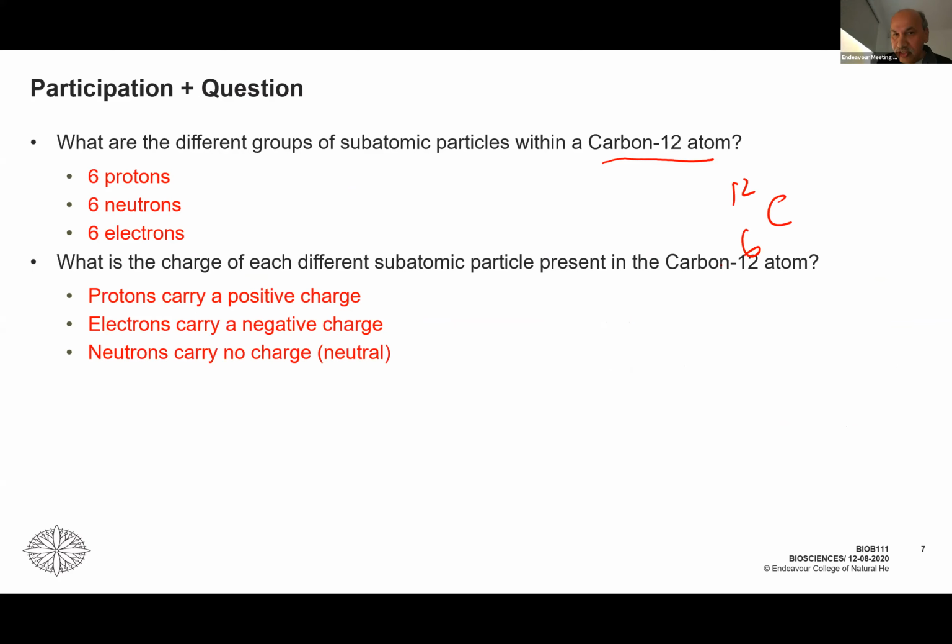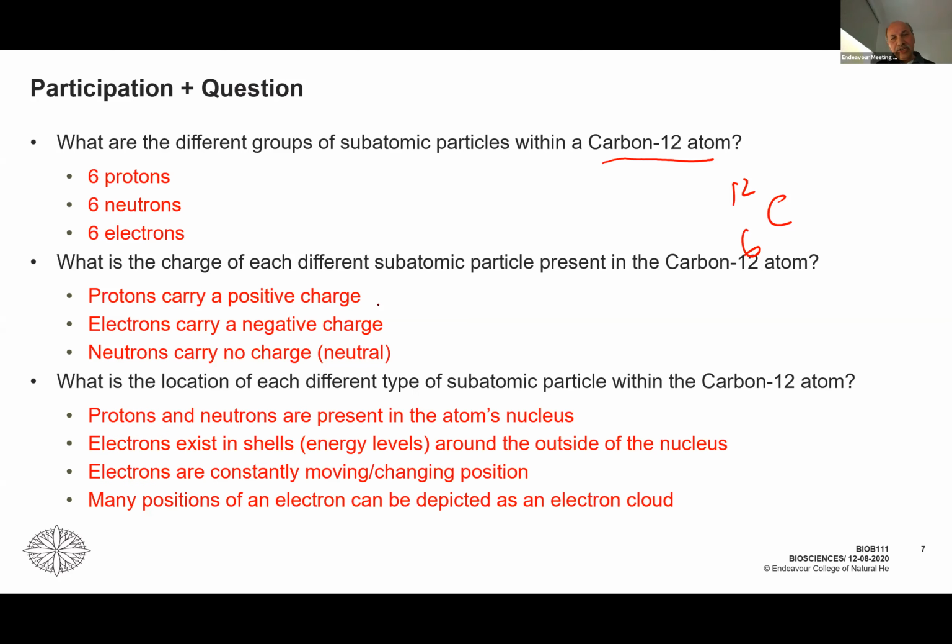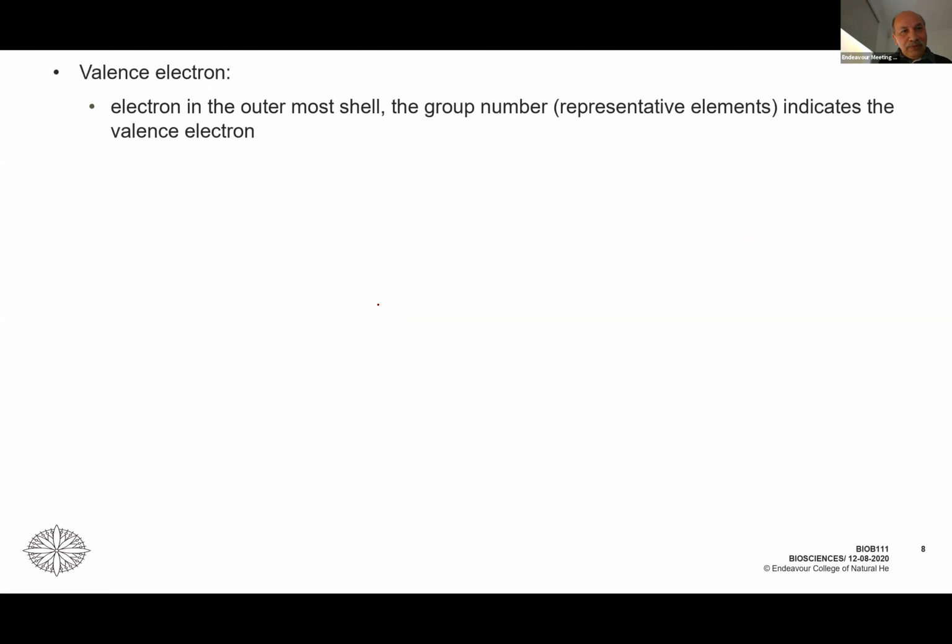Charge of different subatomic particles. We did explain that. Protons carry positive charge, electrons negative charge, neutrons neutral charge. Location of each subatomic particle also we did discuss. Protons and neutrons in the nucleus, electrons in the shell. So that finishes session 1.